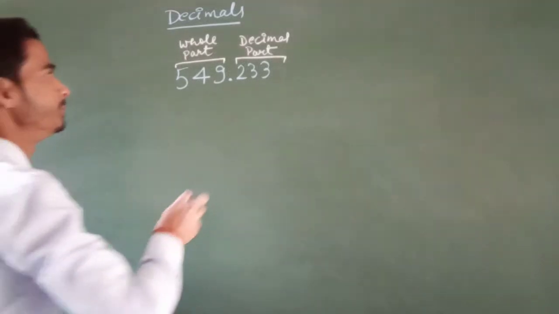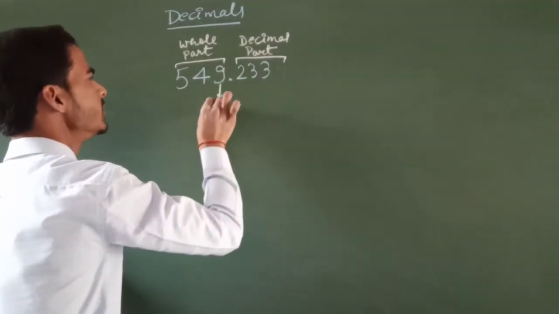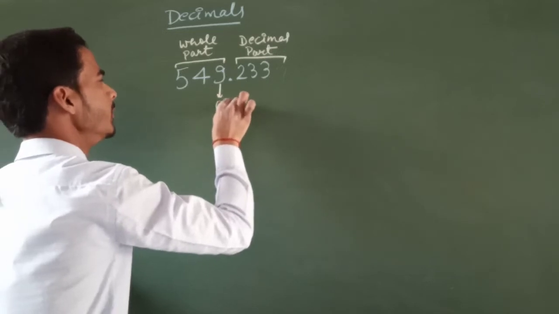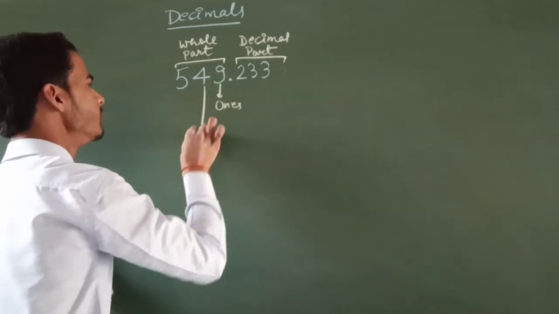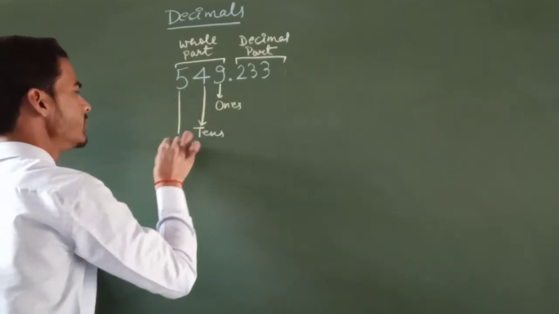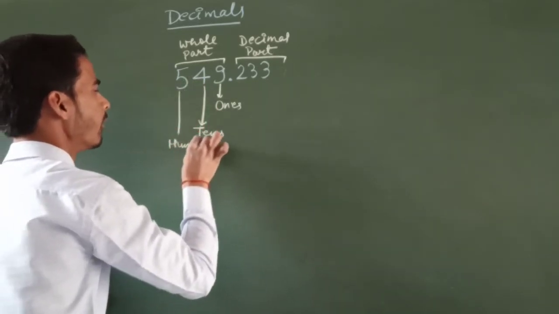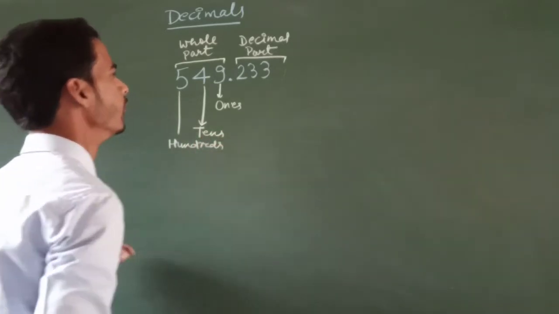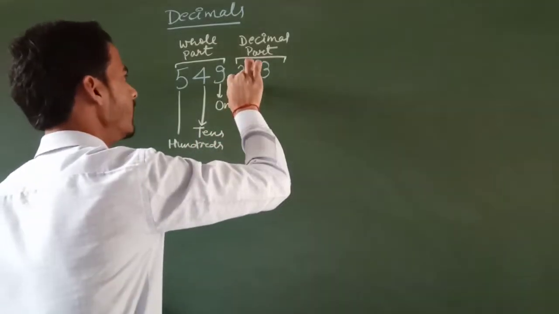So let's start now. This place value is ones, and this place value is tens. And this number's place value is hundreds. Okay, and now we have to consider the decimal part.